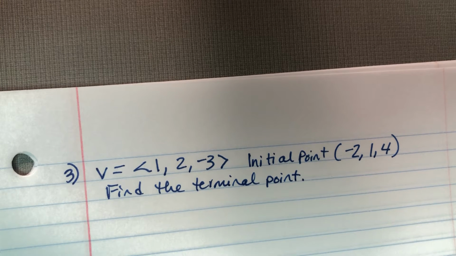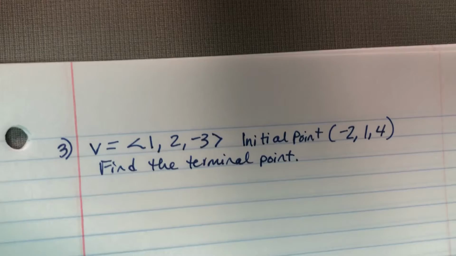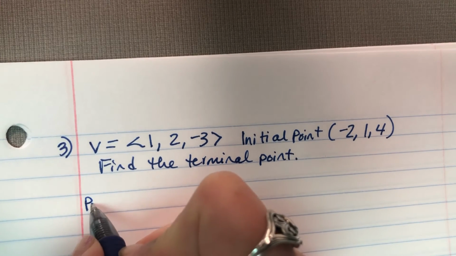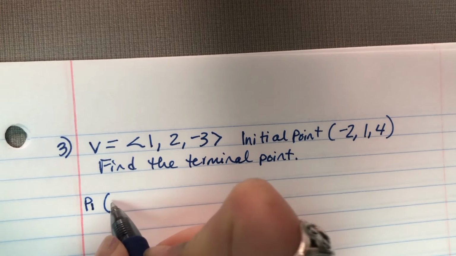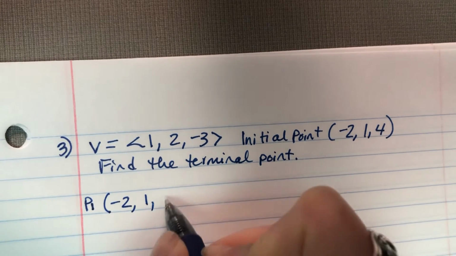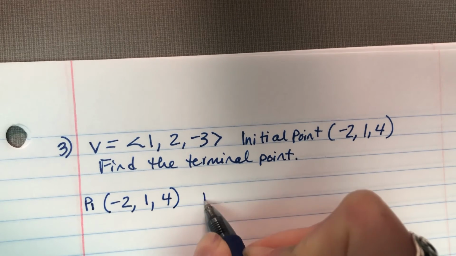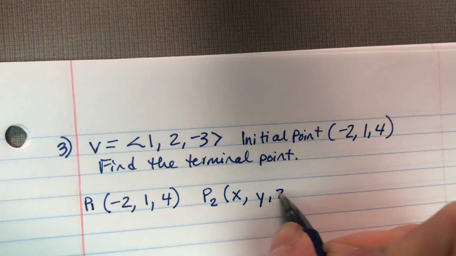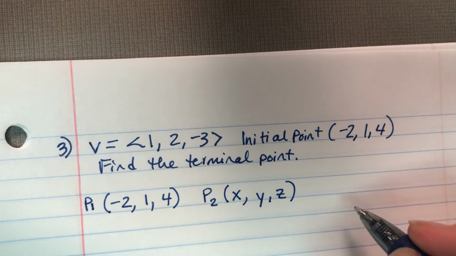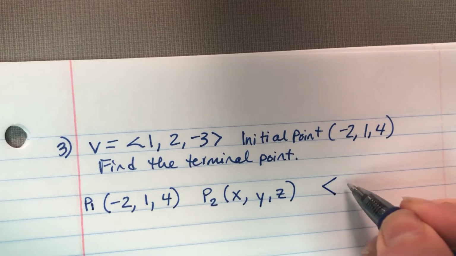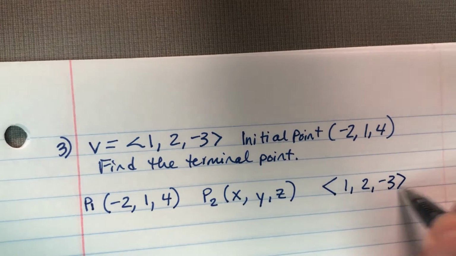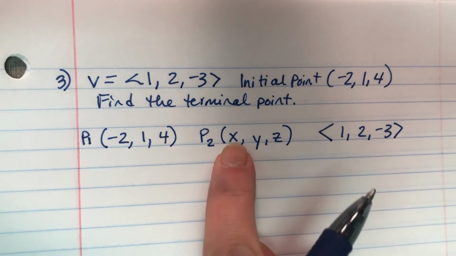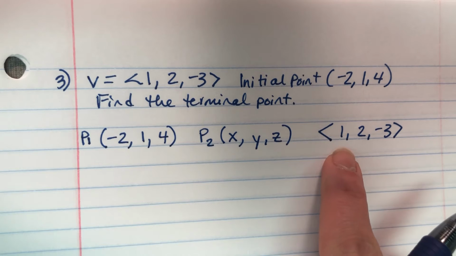So what we've got to consider here is that the initial point, point 1, is negative 2, 1, 4. That's given in the problem. But the terminal point, P2, we do not know. There's an x, there's a y, there's a z, but we need to solve for each of those. And the component form is 1, 2, negative 3. So what we can do is we can write 3 equations. We know terminal minus initial equals component.